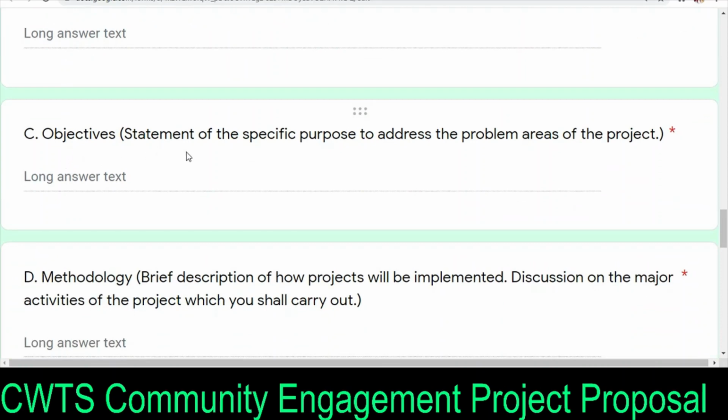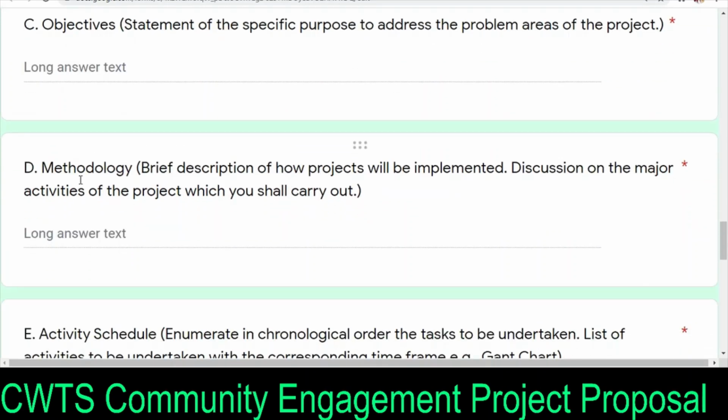Part C is objective. Here you describe the problem, and this time you have to state the objective. State the specific purpose. For example, this project aims to solve the problem of non-reading or contribute to the solution of the problem of non-readers.